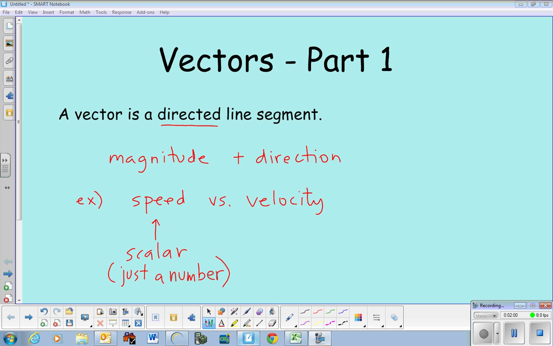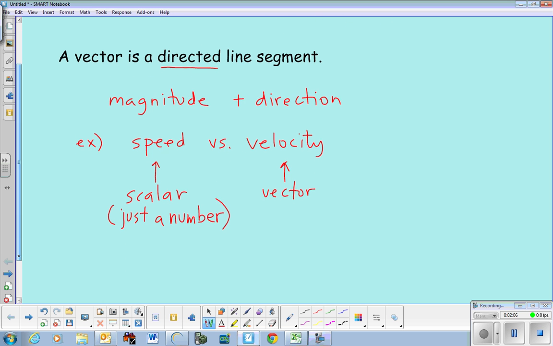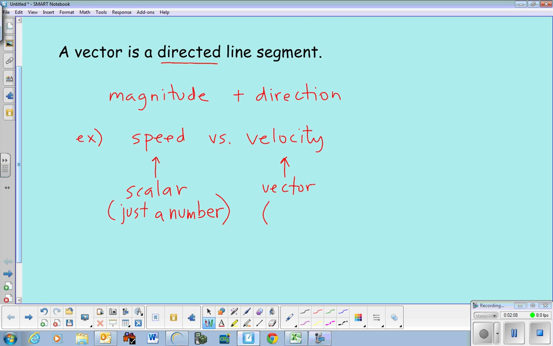Velocity is a vector. So it would have a number and a direction, for example, 68 miles per hour due east. All right, so in terms of a vector, we care not only how fast we're going, but what direction we're going. So that's the most common example of a vector, and speed is the scalar partner, I guess, of that vector.